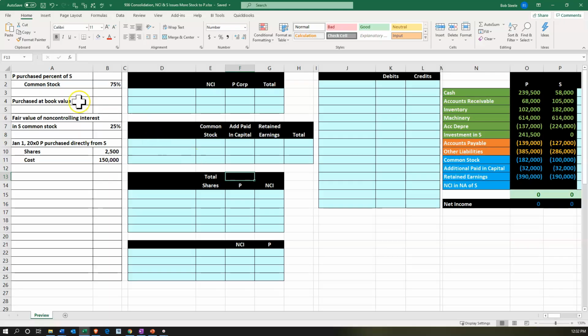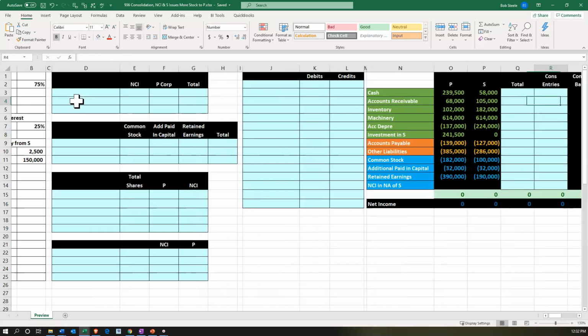Here we are in Excel. We have our information on the left-hand side. We're going to enter that information into the blue area on the right-hand side. That will include our worksheets over here. Then we'll have our consolidation worksheet.